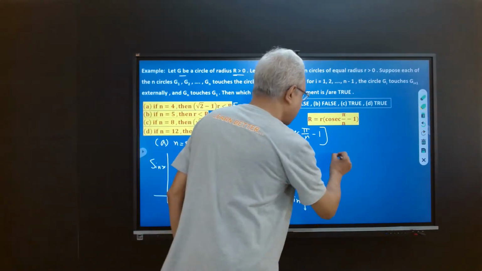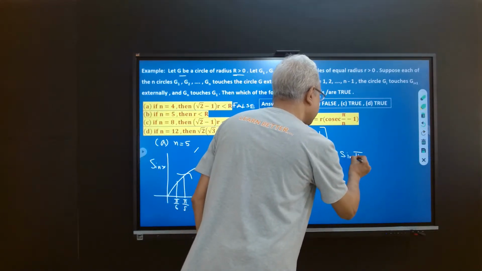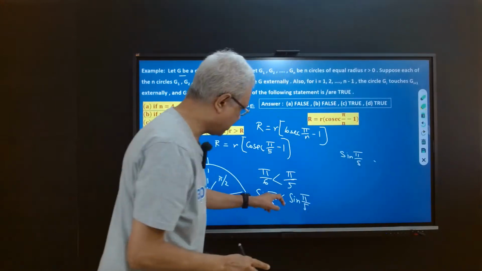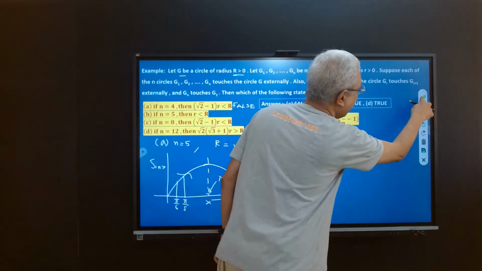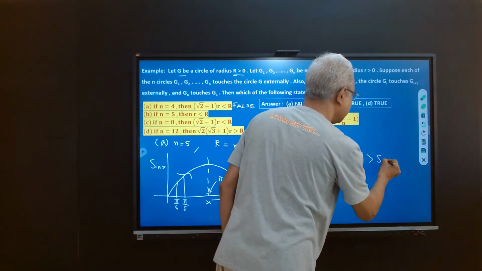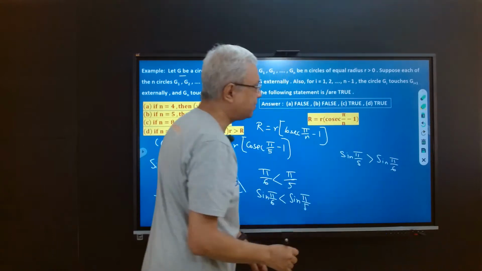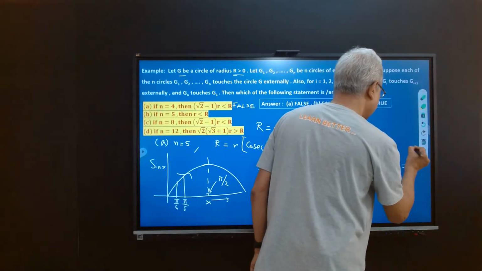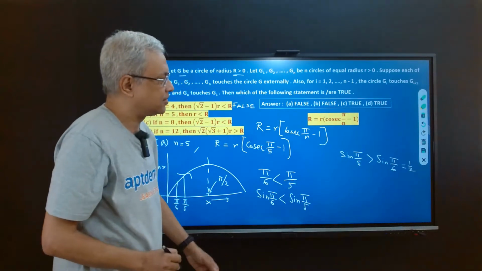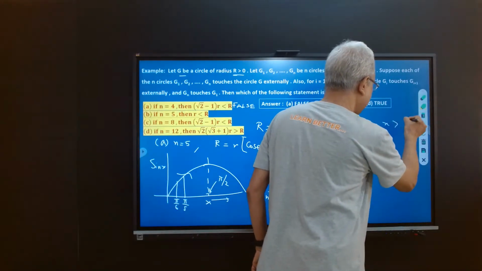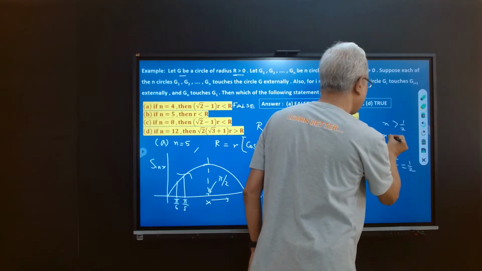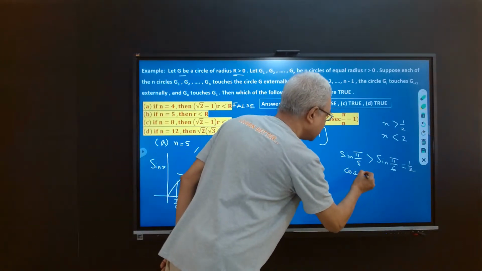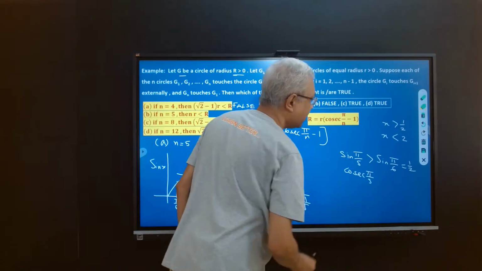Sine pi by 5 is greater than sine pi by 6. But what is sine pi by 6? Sine 30 degrees is half, is it not? If something is greater than half, then its reciprocal must be less than 2. So cosec pi by 5 is less than 2.